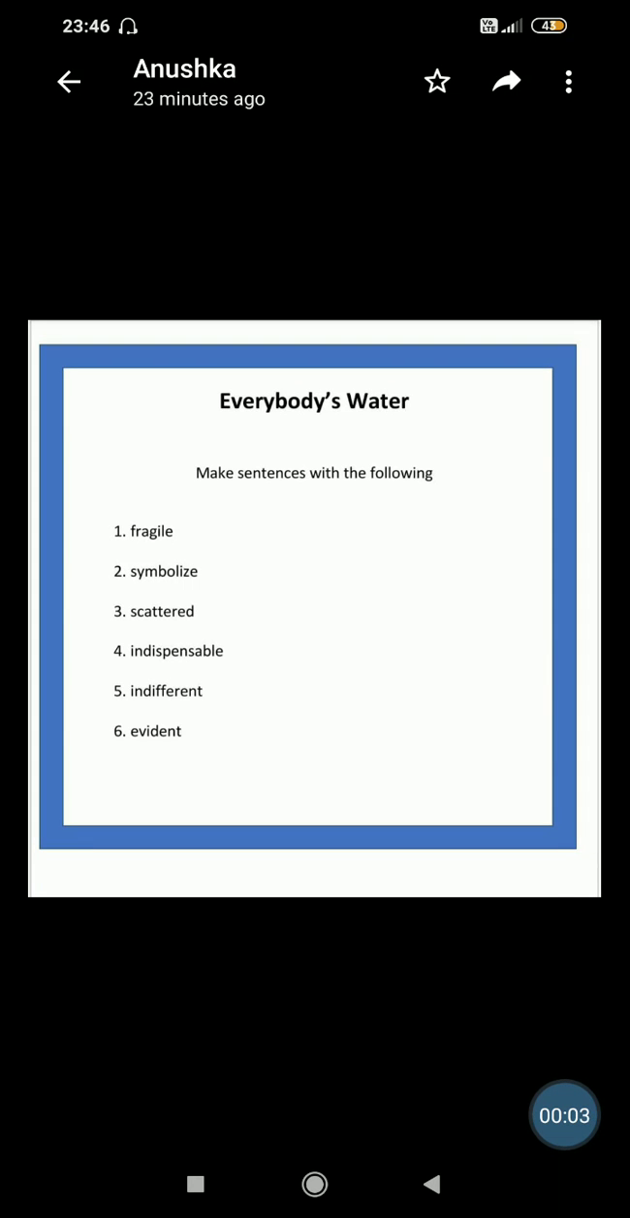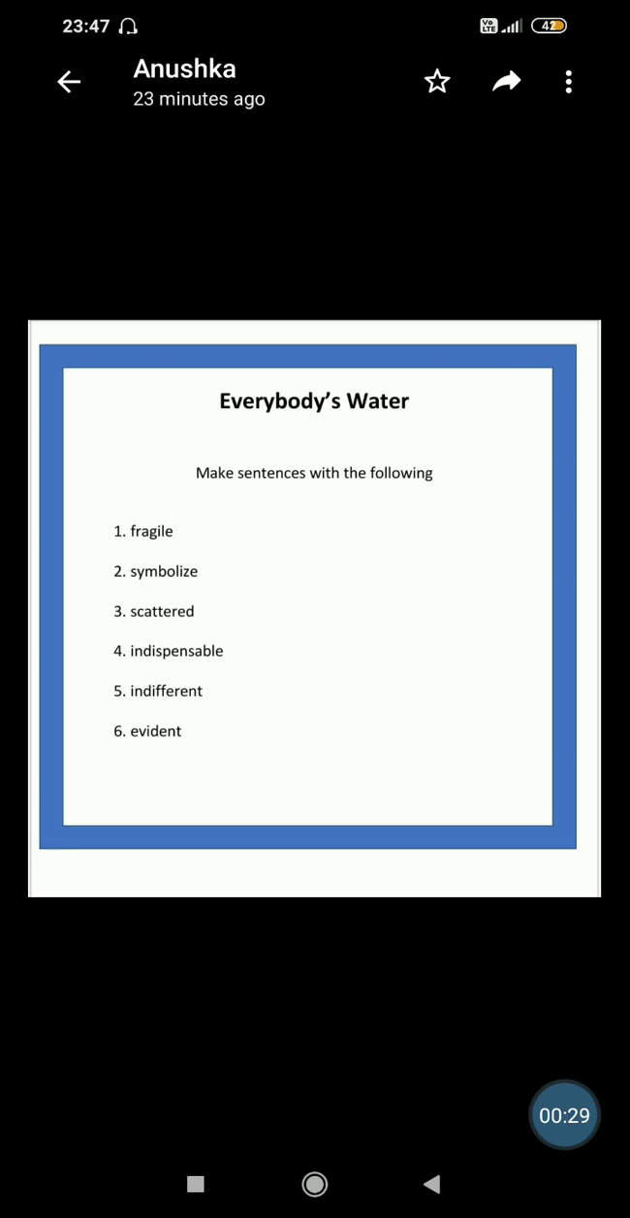Good morning, class 5. Today we are going to do the sentence making of the lesson Everybody's Water. Now, these are the important words in this lesson which you should know the meaning of and should know how to use in your daily life. So, you have to make sentences with these words as well as write down the meaning. First one is fragile. Now, what do you mean by fragile?